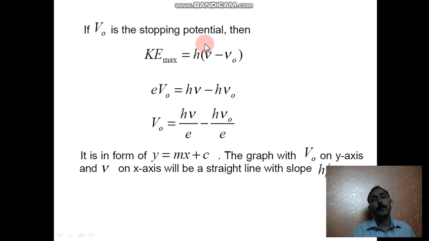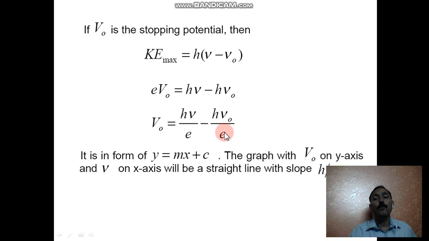If V naught is the stopping potential, then the maximum kinetic energy is equal to h nu minus h nu naught. This maximum kinetic energy is the applied potential multiplied by the electron charge, e V naught, which is equal to h nu minus h nu naught. Thus V naught is equal to h nu by e minus h nu naught by e. This is of the form y is equal to mx plus c.